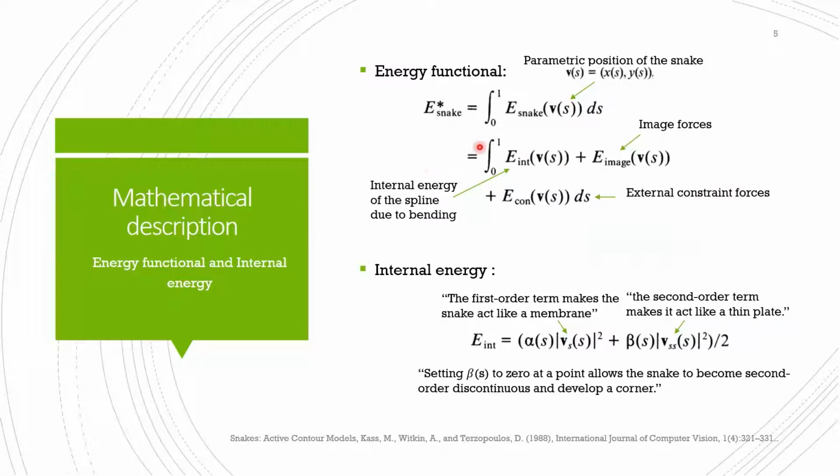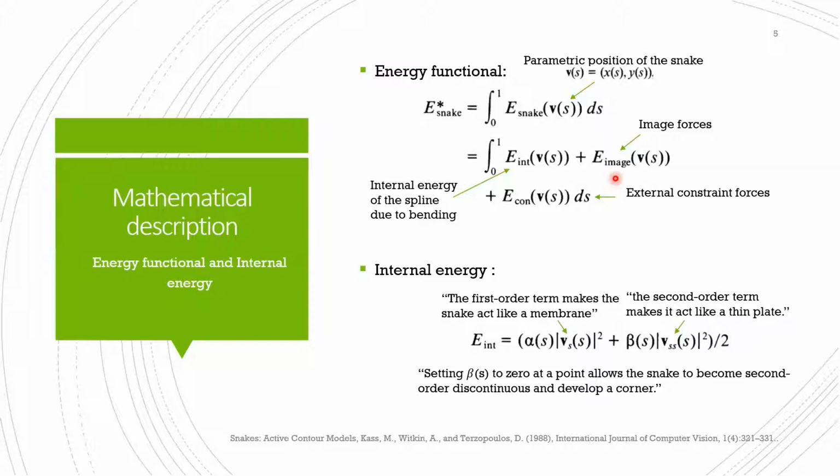This energy has three portions. The first term is its internal energy, the internal energy of the snake or the spline. This energy increases if the snake is bending too much. This energy is minimum when the snake is either reduced to a point, or is a straight spline, a straight line, or just a plane. Then the energy is minimum. The more it bends, the more the energy increases.